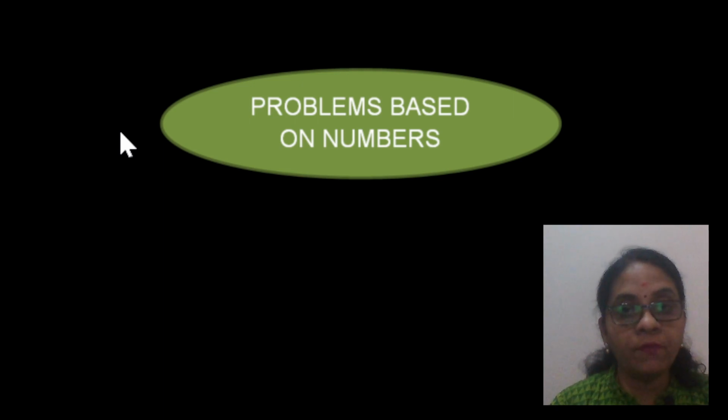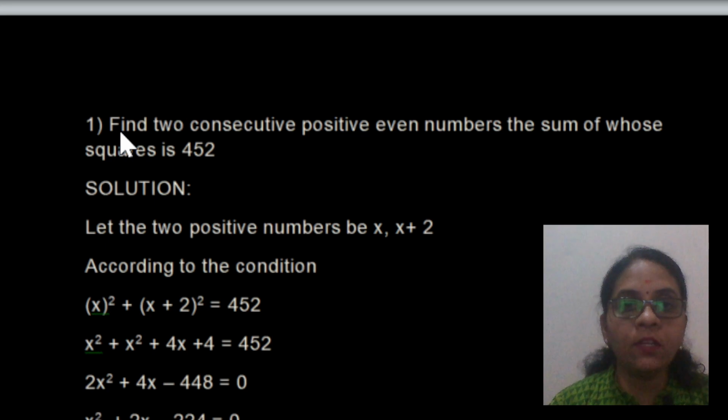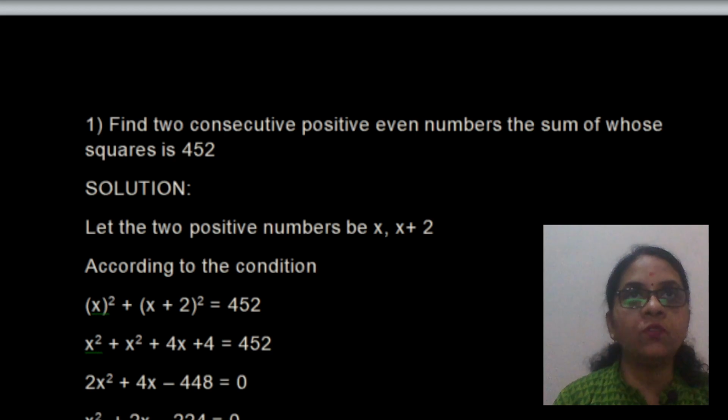And then you also have numbers that are formed with digits, that is, how a 2-digit number is formed when you know the digits and all that. So let's see what's the first question. Find two consecutive positive even numbers, the sum of whose squares is 452. Find two consecutive even positive numbers.